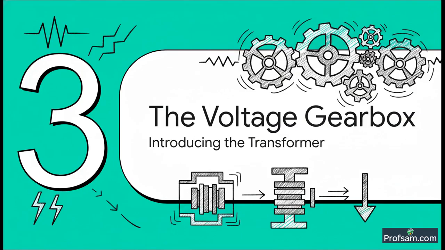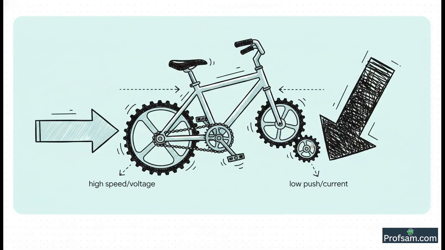And honestly, the best way to think about it is like a gearbox, but for electricity. Just think about the gears on a bicycle. It's a perfect analogy. When you're on a flat road and want to go fast, you shift to a high gear, right? You get high speed. That's like high voltage. But you get a very weak push or low torque. That's like low current.